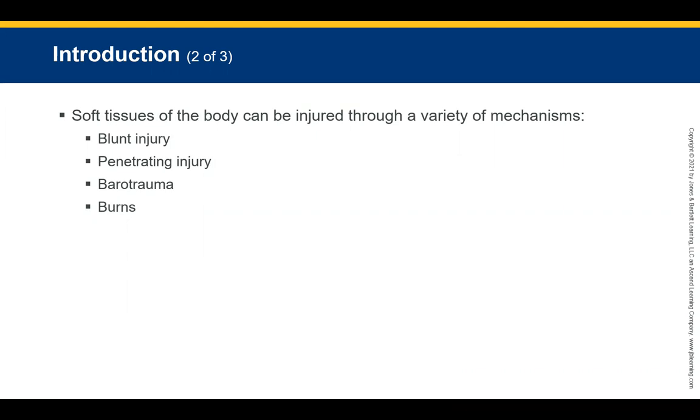So we've talked about this before. We talk about blunt injuries. We know about the blunt and the penetrating. So then we have barotrauma and burns. So those are your four of the mechanisms.